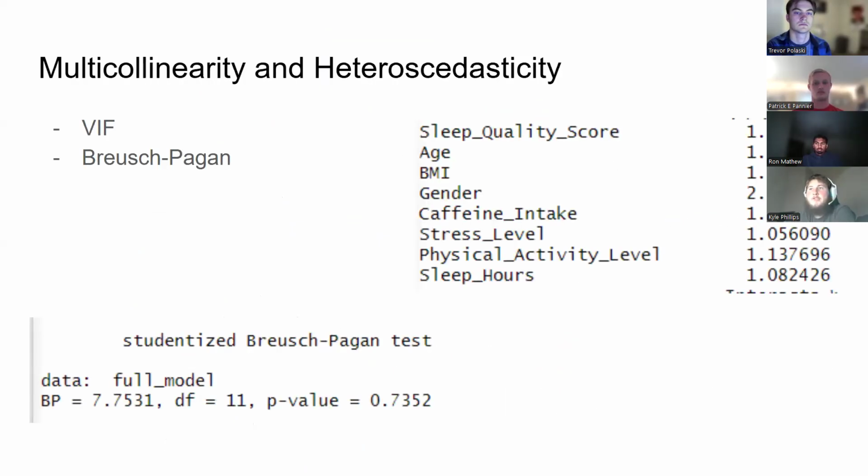Here are my GVIF, my degrees of freedom modified GVIF values, with the highest being 2.03 for gender, and my Breusch-Pagan test for variance, which has a high p-value, so it implies there's constant variance.